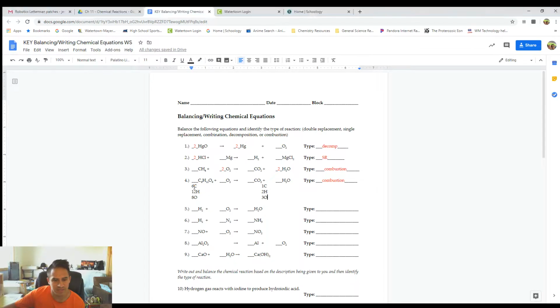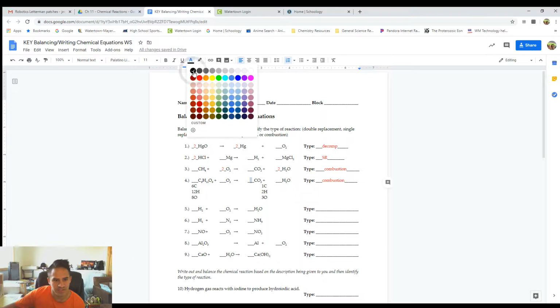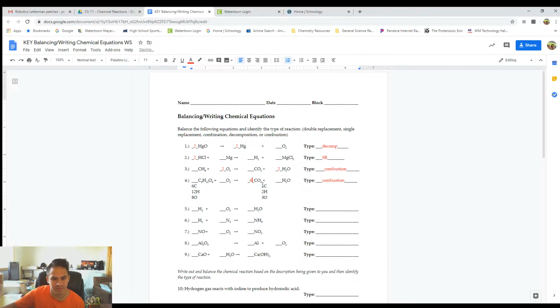So on the left we have 6, on the right we have 1. We need to put a 6 here to balance out the carbons. We can update our oxygens, but let's just ignore them for now and move on to hydrogen. So carbons are good. Hydrogens on the left we have 12, on the right we only have 2. So we need to put another 6 here to give us 12 hydrogens.